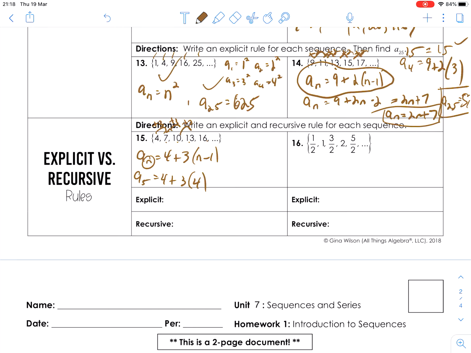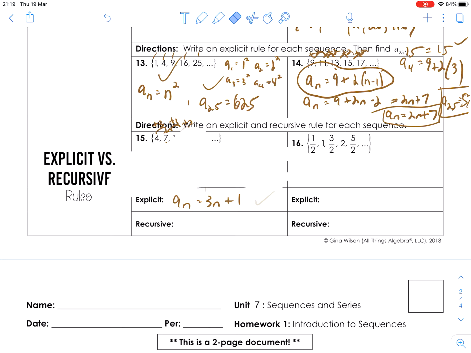Yeah, so similar to a multiplication. That's really what multiplication is anyway. So a sub 5 equals 16, and that's true. So our explicit formula, we can simplify this to 4 plus 3n minus 3, and then combine like terms. We get a sub n equals 3n plus 1. Check. All right, I'm going to erase that. I'm getting tired.